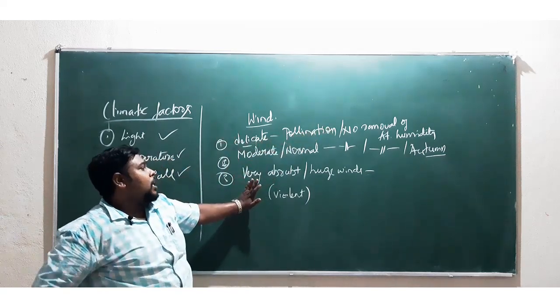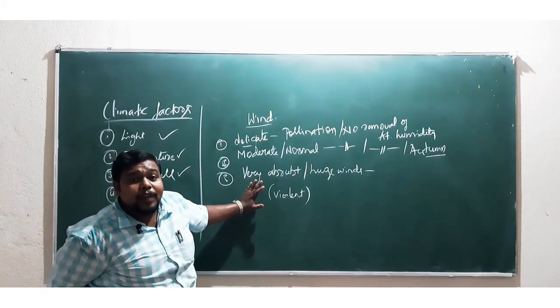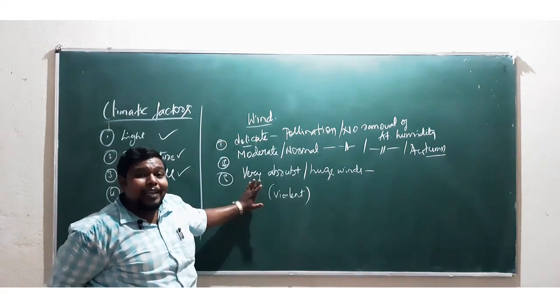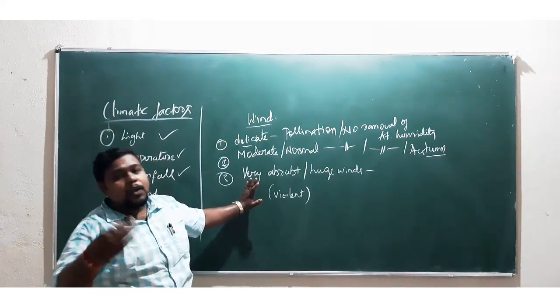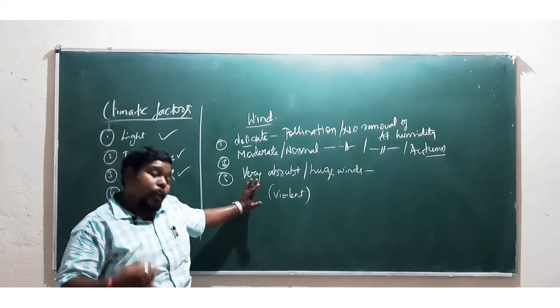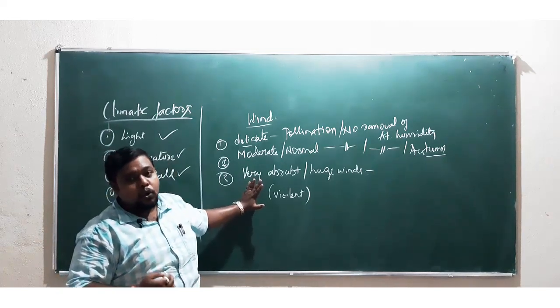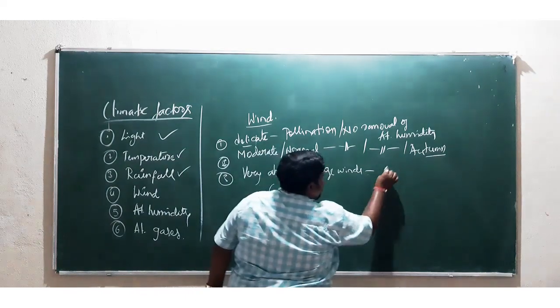And when you come to the abrupt wind or huge winds, these have many disadvantages for plant life or even for huge tree life also. So the first thing, uprooting.